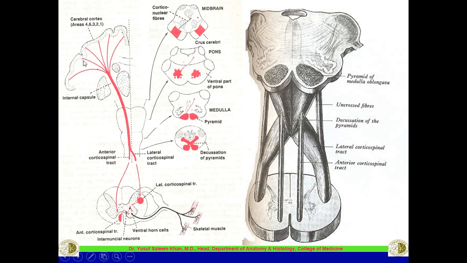So here again, this is the whole course of the corticospinal fibers, beginning from the cortex, and then they pass through different parts of the brainstem, and in the lower part of the medulla oblongata they cross to the other side and form the lateral corticospinal tract. So here also you can see this is the pyramid, and the crossing of the fibers here forms the lateral corticospinal tract, and they enter into the spinal cord. Some of the fibers don't cross, and then they form the anterior corticospinal tract.